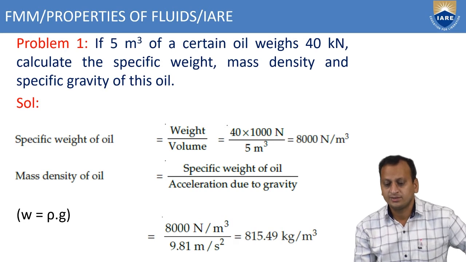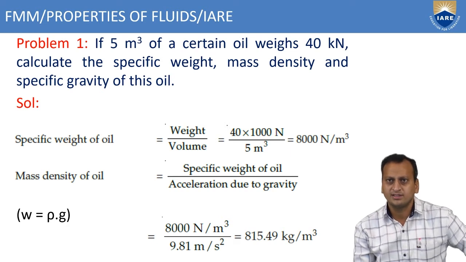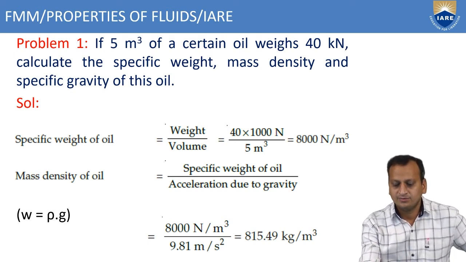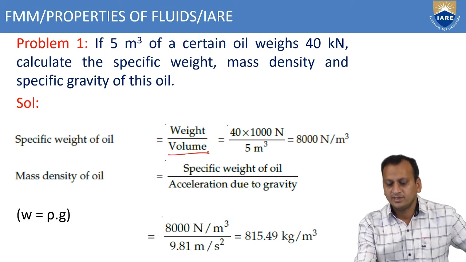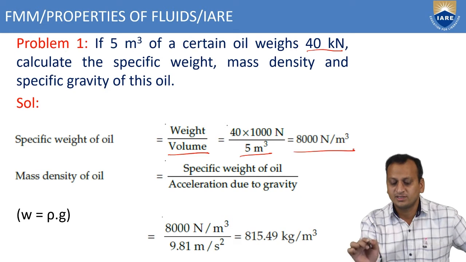So, if 5 meter cube of a certain oil weighs 40 kilonewton, calculate the specific weight, mass density, and specific gravity of this oil. Specific weight of oil can be written as weight per unit volume, where weight is 40 kilonewton. The kilonewton can be converted into newtons, 40 into 1000, 40,000 upon 5 meter cube. Therefore, we will get 8000 Newton per meter cube as the specific weight.